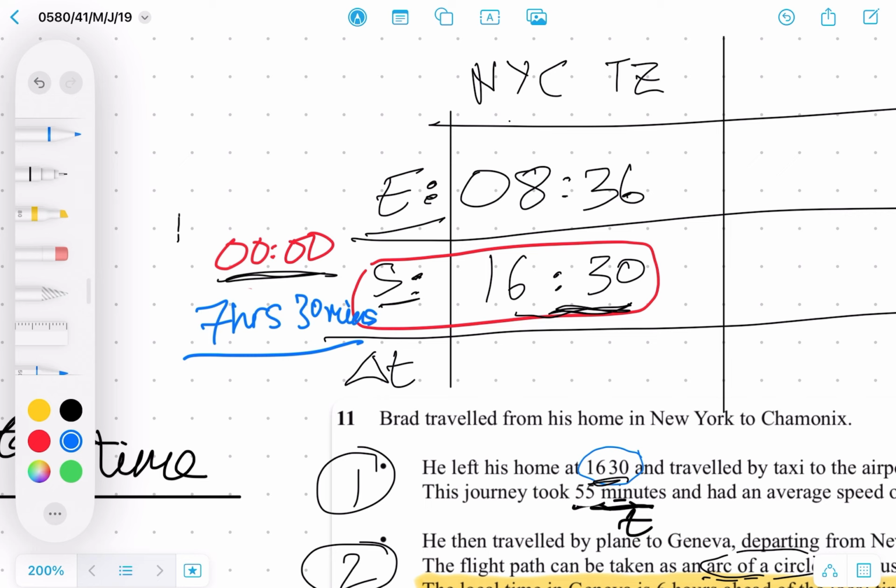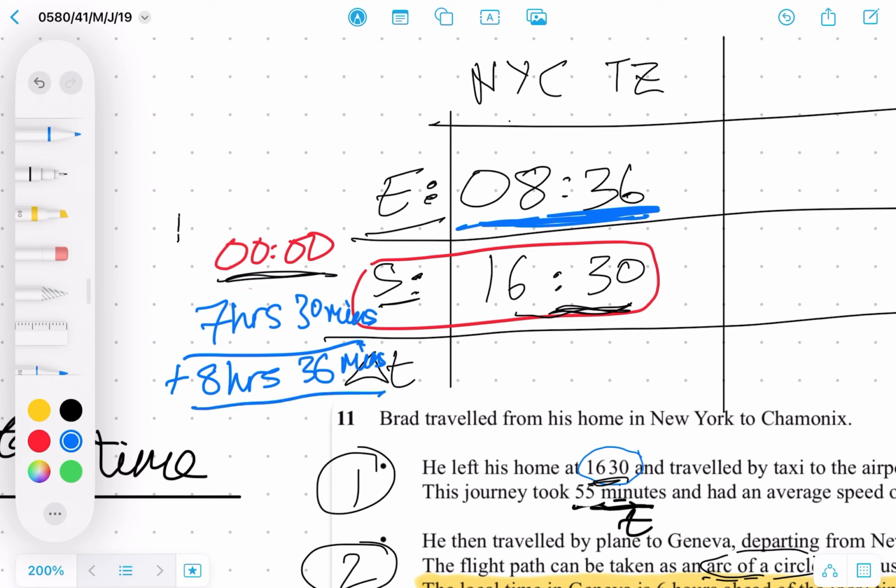But now we have to add on the 8 hours and 36 minutes that runs over to the next day. So we add 8 hours 36 minutes. And therefore the total time taken, if we add these two together, we get 16 hours and 6 minutes. Because you have an extra 6 minutes over here: 7 hours 30 plus 8 hours 30 is 16 hours.